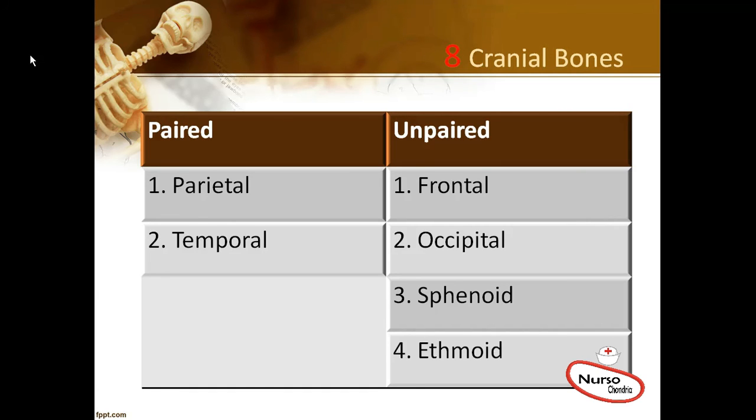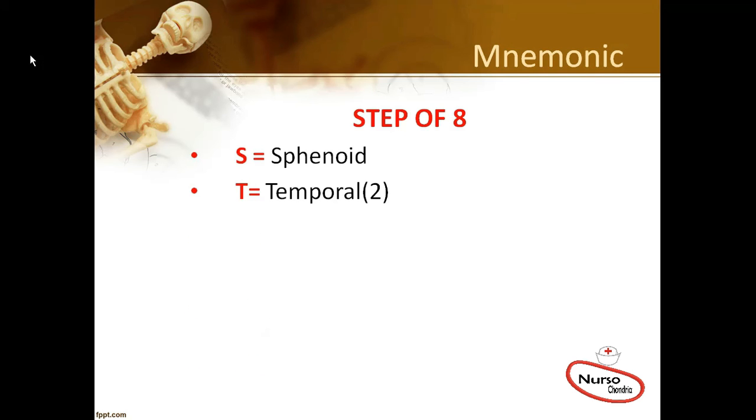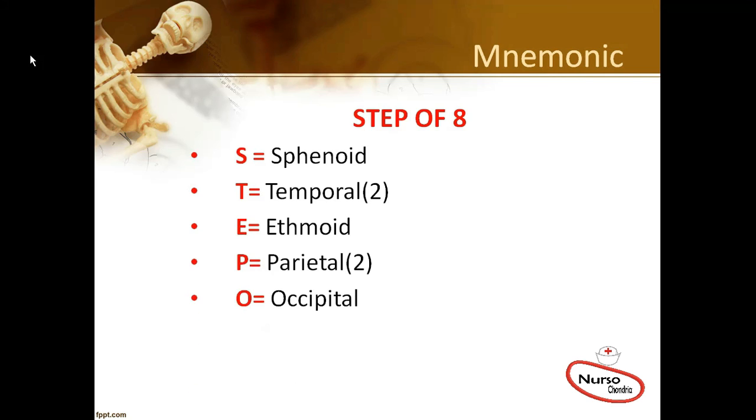We can memorize the number of these bones by this mnemonic: STEP of 8. S for sphenoid, T for temporal, E for ethmoid, P for parietal, O for occipital, F for frontal. Here, temporal and parietal bones are 2 in number and the other bones are 1. So the total number is 8.